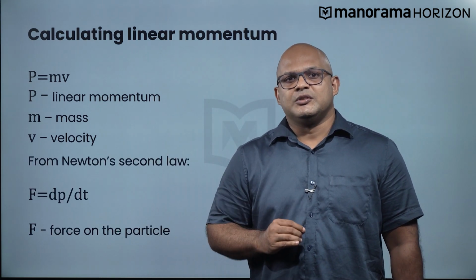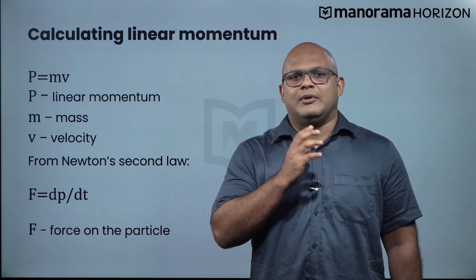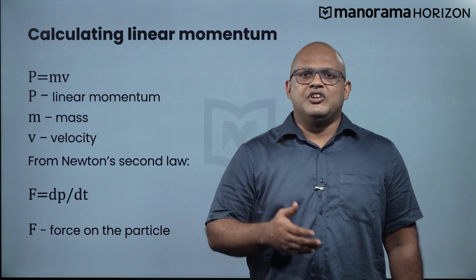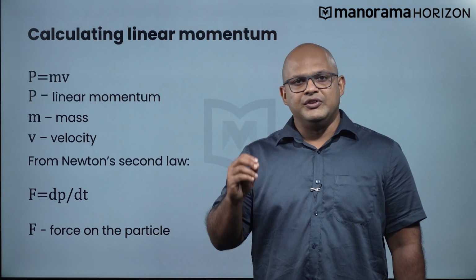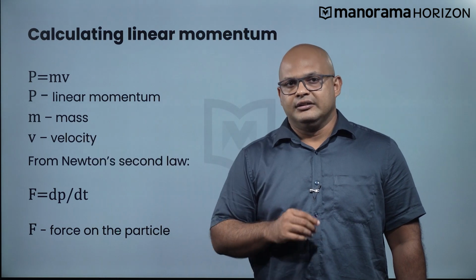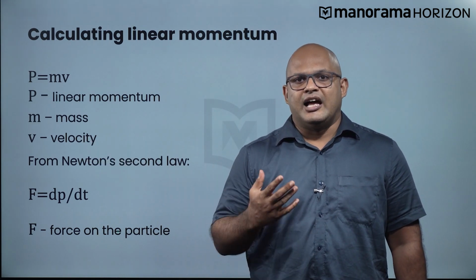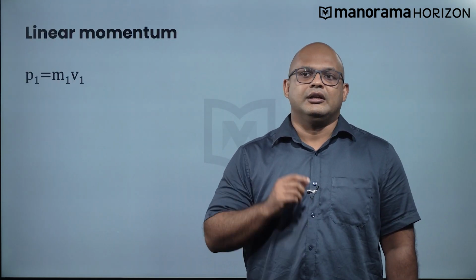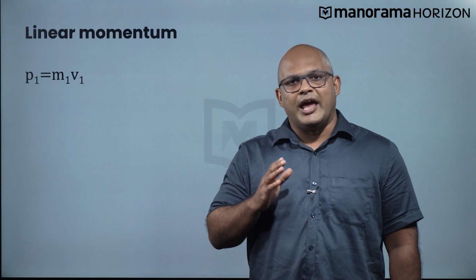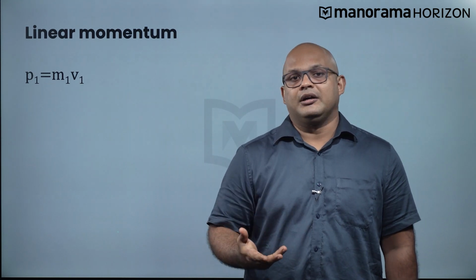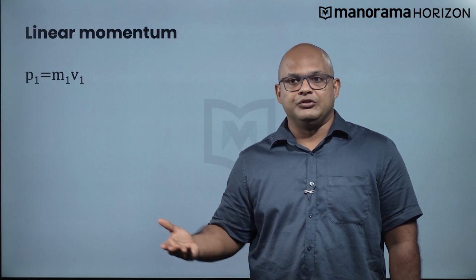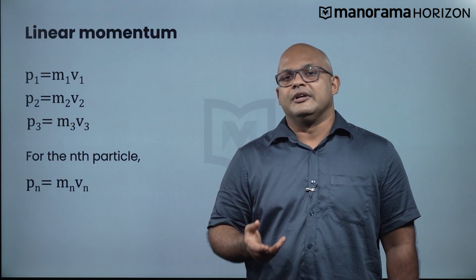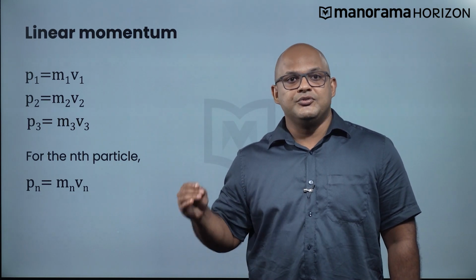Now, consider a system of n number of particles which have masses m1, m2, m3 and so on till mn, and each of these particles has its own unique velocity v1, v2, v3 till vn. The particles may be interacting and have external forces acting on them. So, linear momentum of the first particle, p1, is equal to m1 times v1. For the second particle, p2 is equal to m2 times v2 and so on. For the nth particle, the momentum is pn equal to mn times vn.